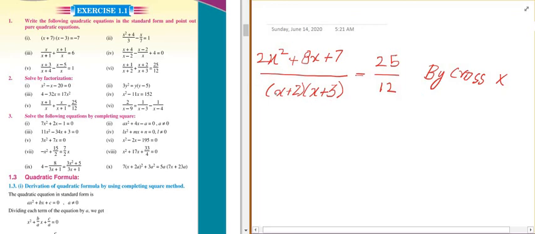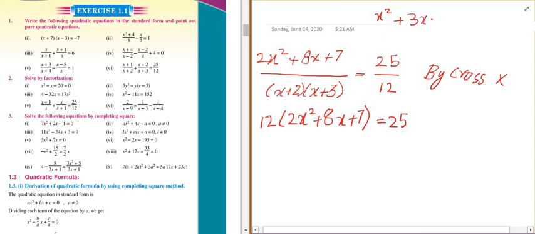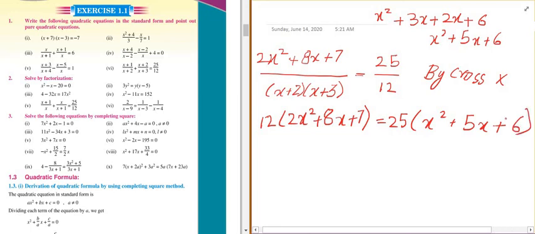You will get 12 into 2x square plus 8x plus 7 equals 25 times the denominator. What is the denominator? Just solve it separately first. x square plus 3x plus 2x plus 6. This becomes x square plus 5x plus 6. Clear? Okay.